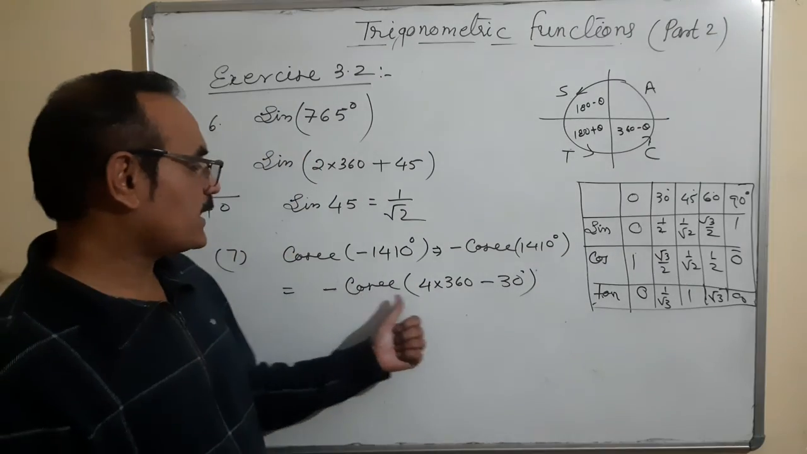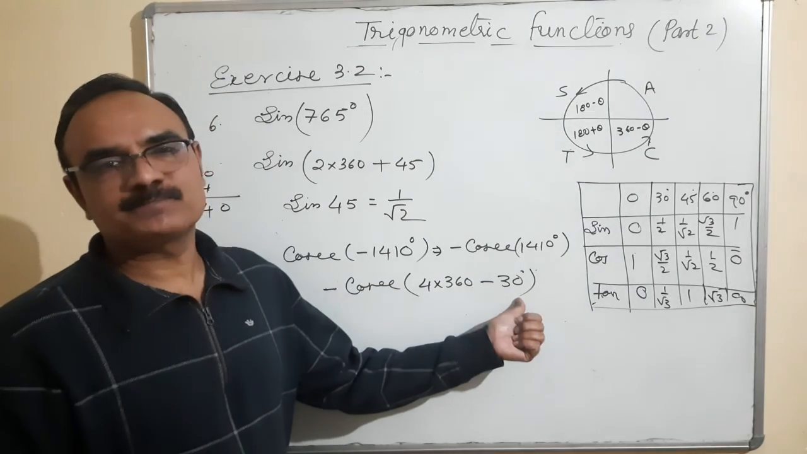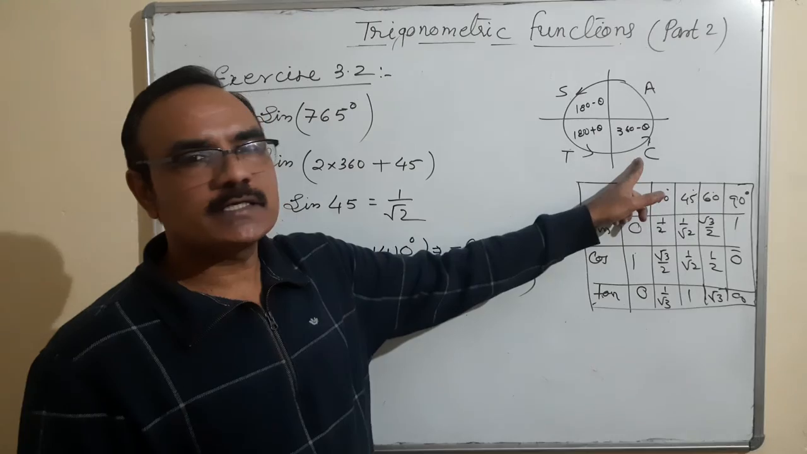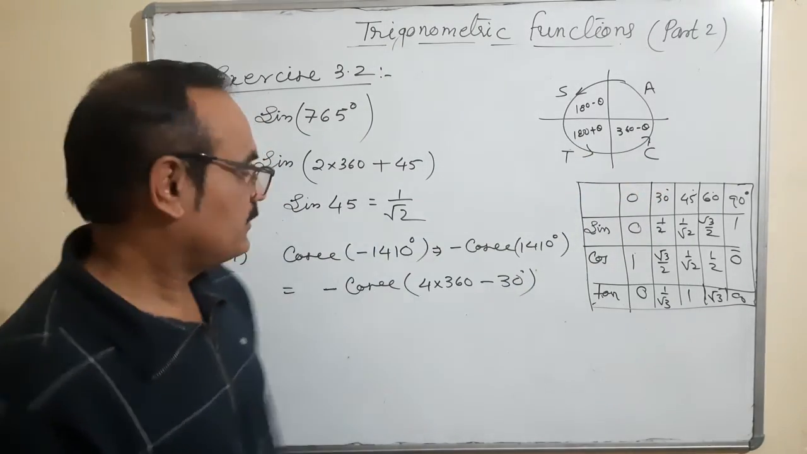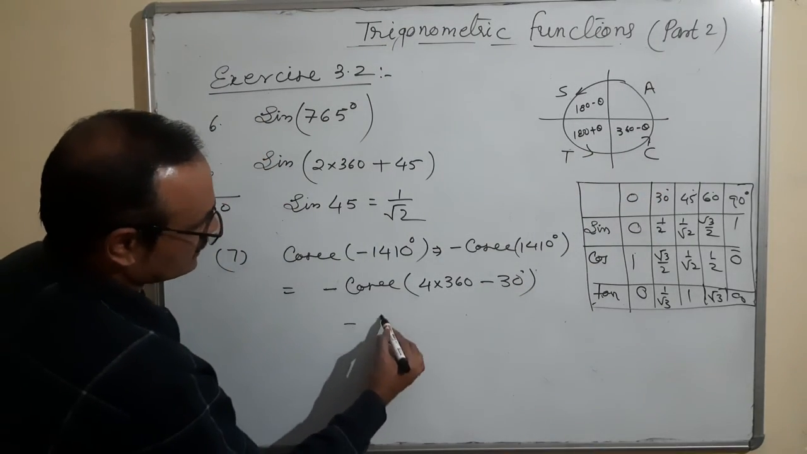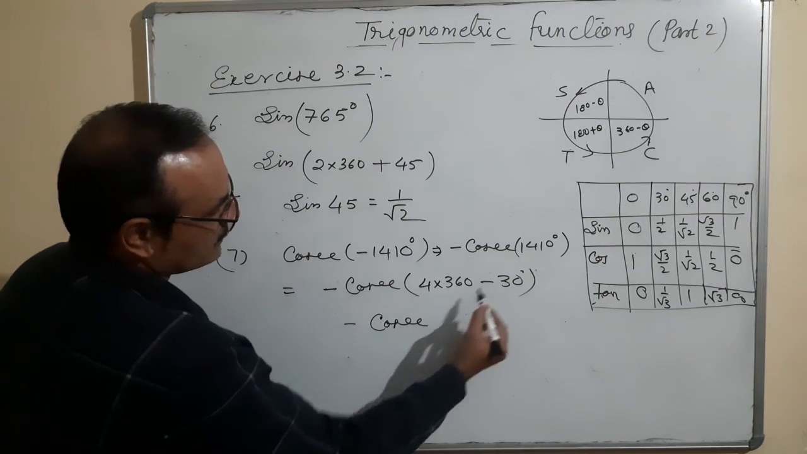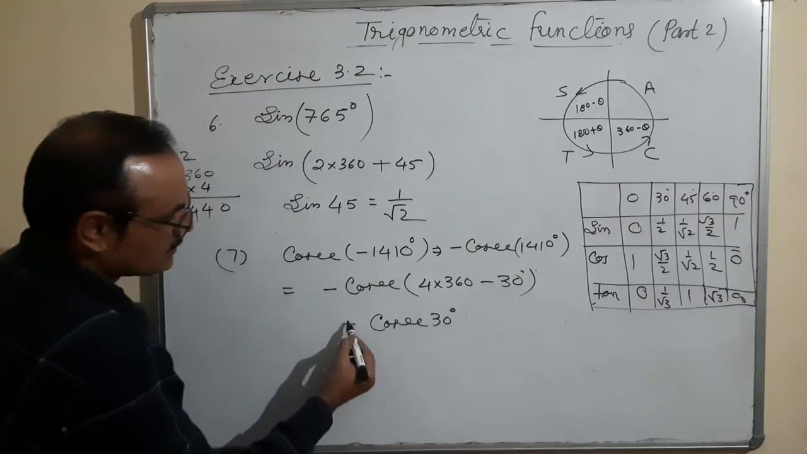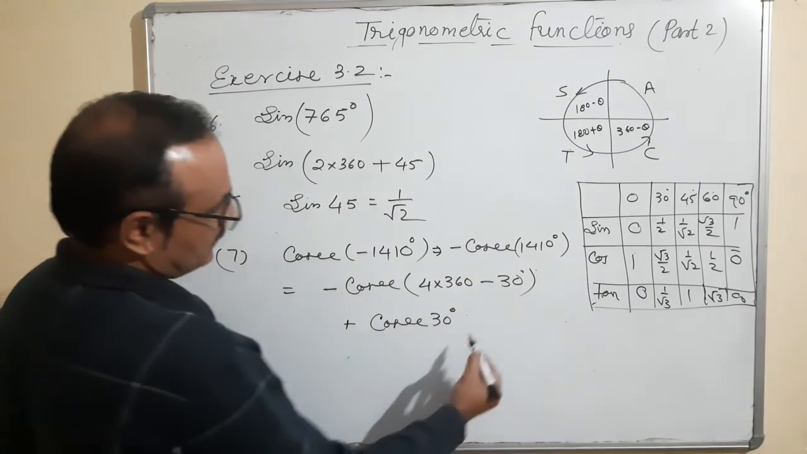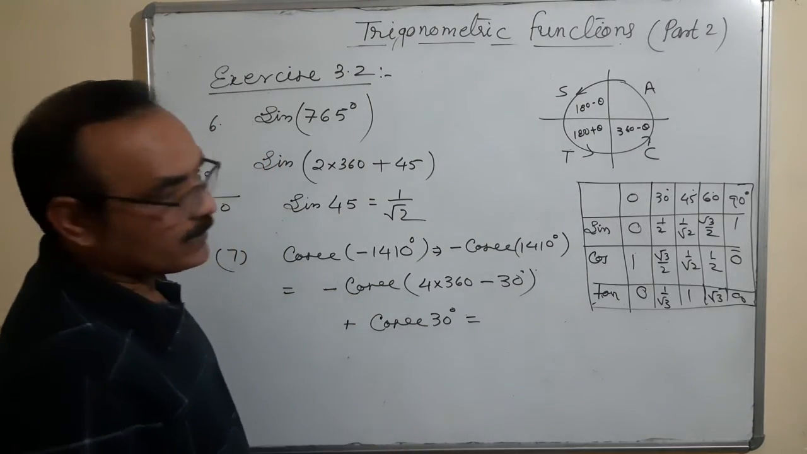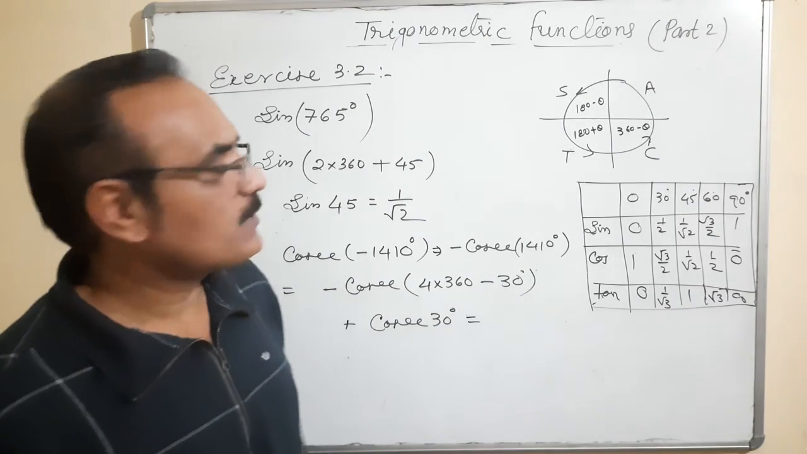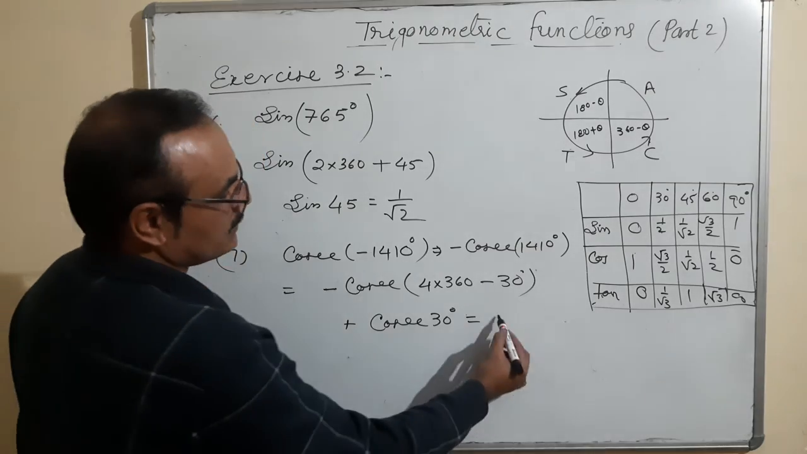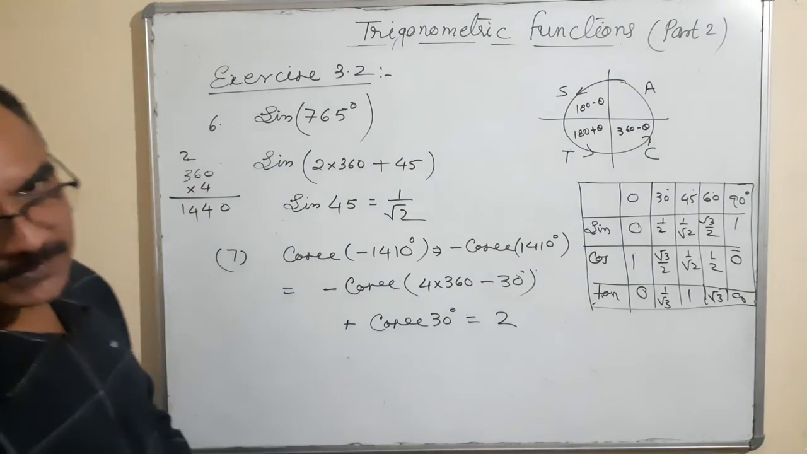Now what is this? Cosec of 360 minus theta. In 360 minus theta, cos and sec are positive, others are negative. So minus cosec 30, and cosec is negative here, so this negative becomes positive. Cosec 30. What is the value of cosec 30? Sine 30 is 1 upon 2, so cosec 30 is 2 upon 1, that is 2. So its value is 2.